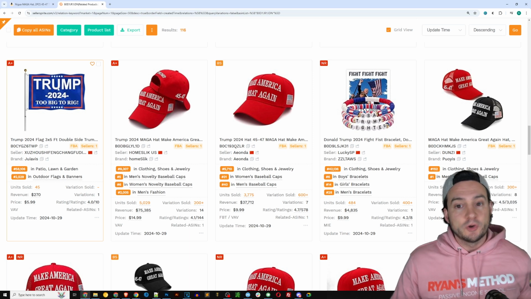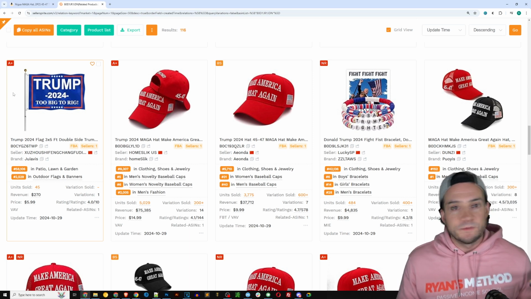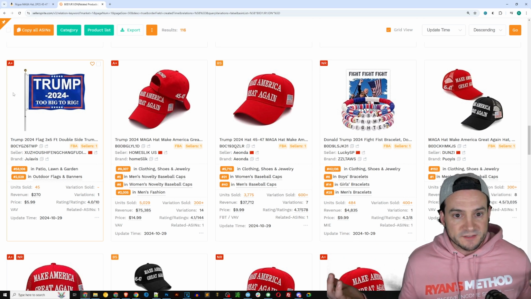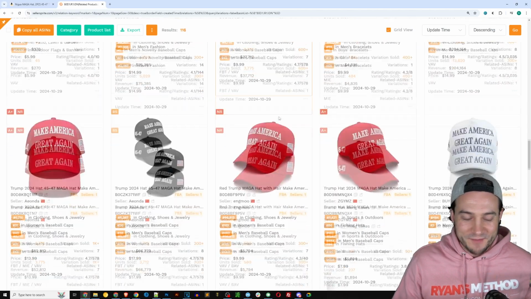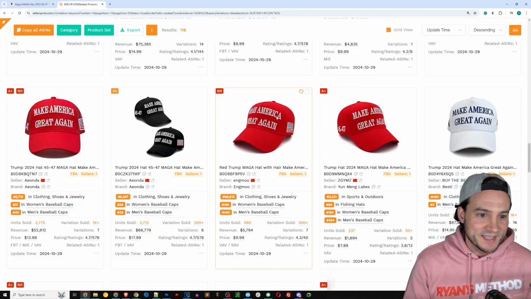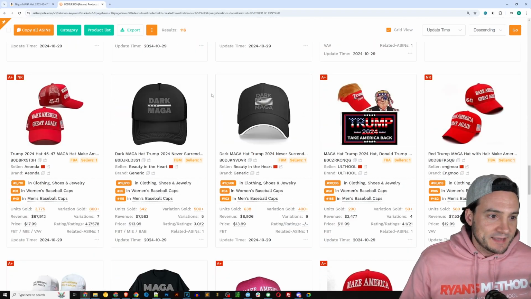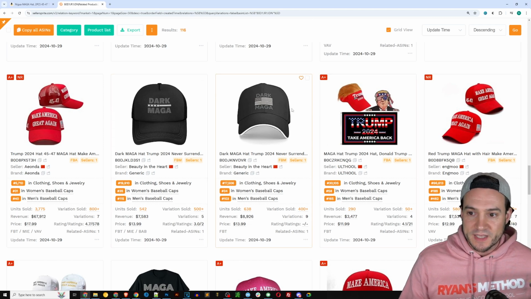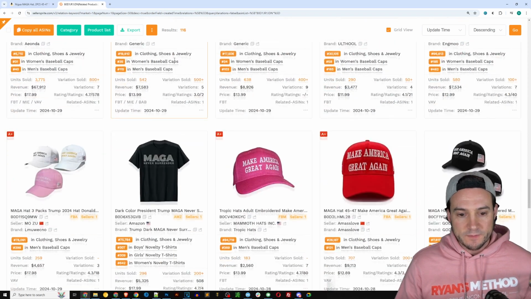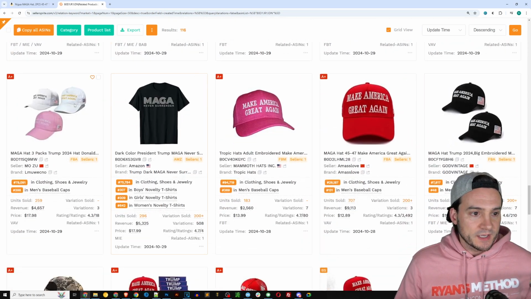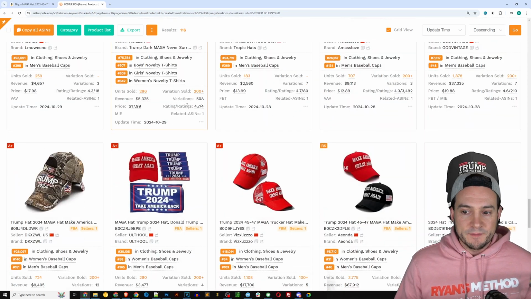Here's a flag, so you can go down the rabbit hole of flags, right? You can have Printful fulfill flags for you, easy. Little charm bracelets. I don't know about that in Printful. I haven't gone looking for them, but that'd be interesting. I don't think I've seen them. More MAGA hats. Here's one that says Dark MAGA. I'm not sure what that is, but black hat, dark gray text. We talked about that a second ago. Make America Great Again.